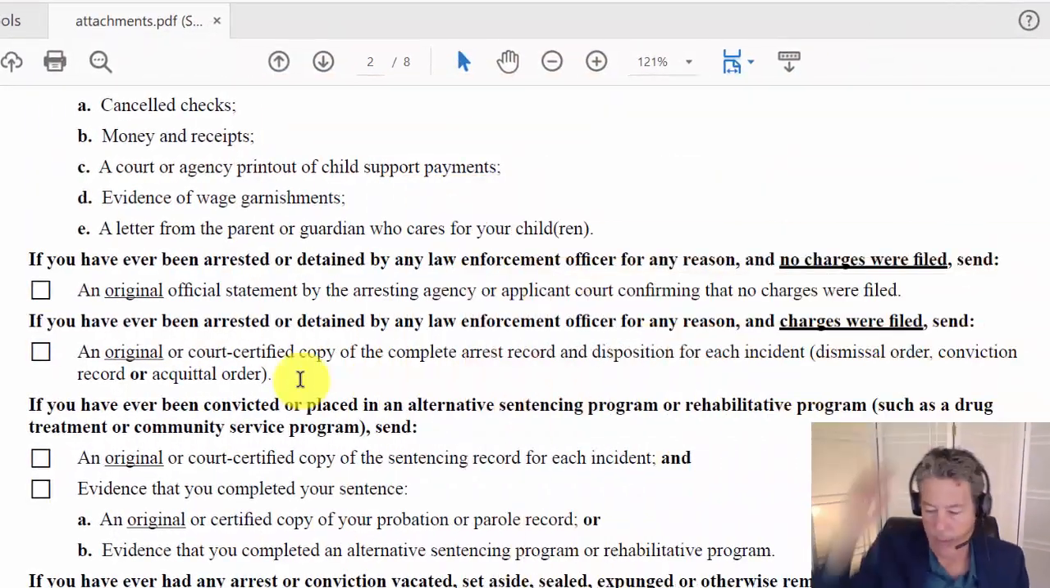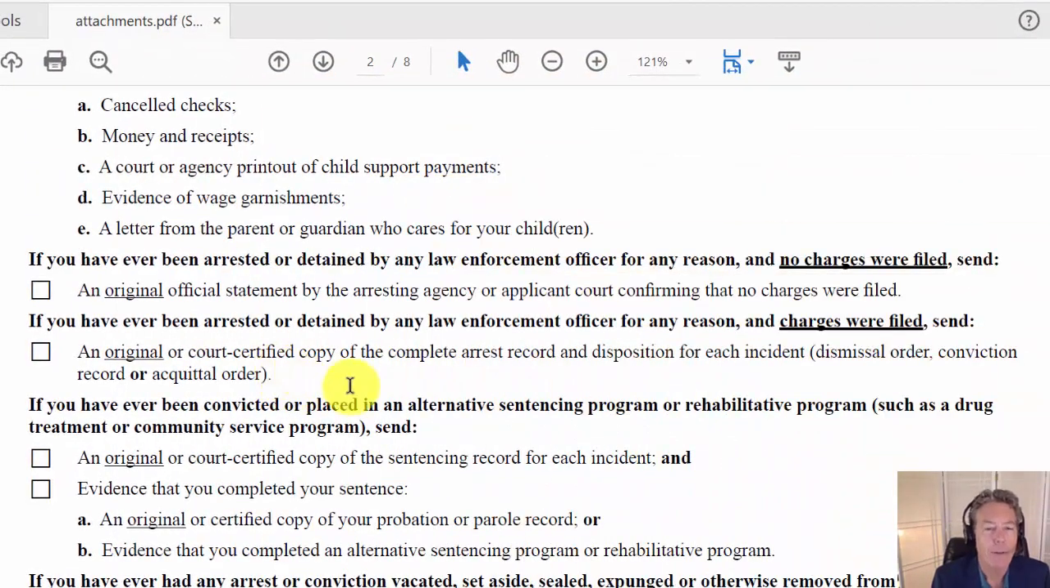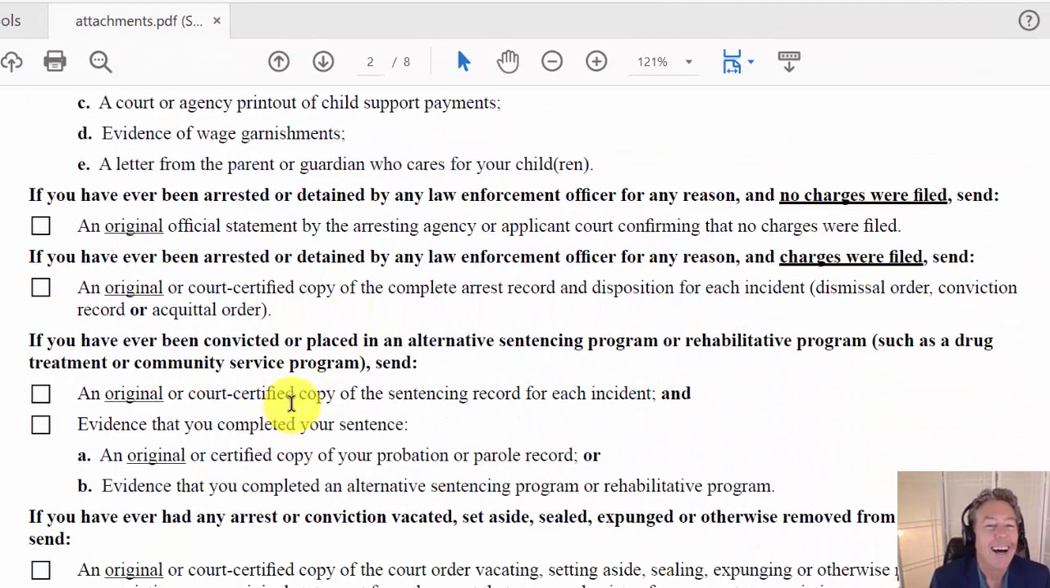So you don't want to be pulled out of an interview by ICE. Never. You want to be ready for that if that happens.